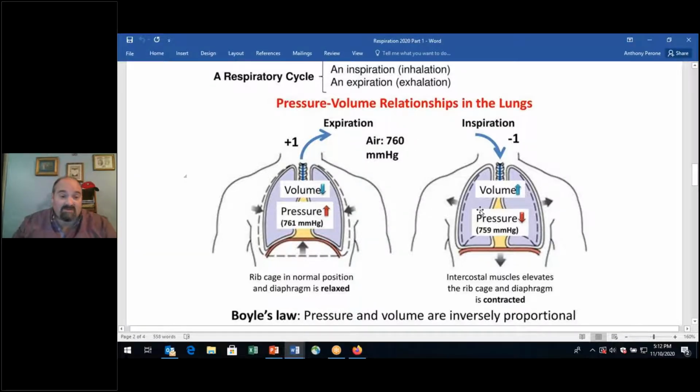How about leaving the lungs? Well, relaxation of the diaphragm, right? Relaxation of the intercostal muscles between the ribs. The volume decreases, the pressure increases, greater than the atmospheric pressure, and air exits the body upon expiration, and there we have it. Okay, so that's pulmonary ventilation.